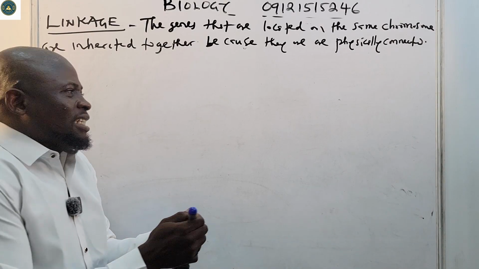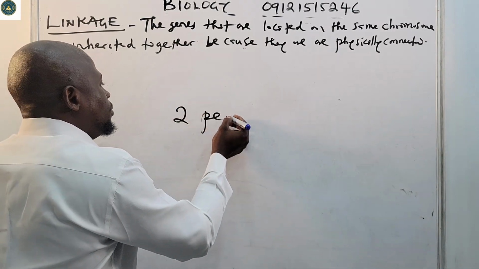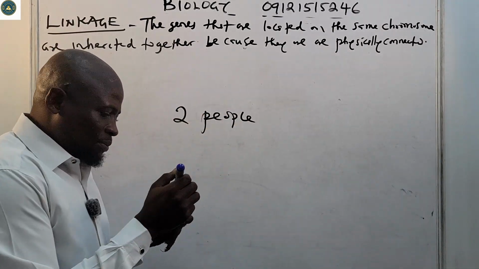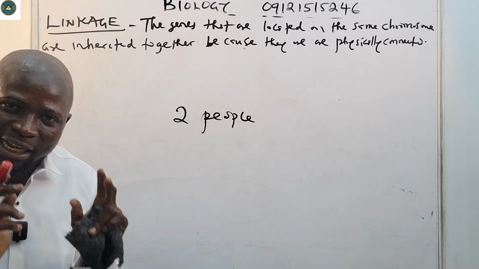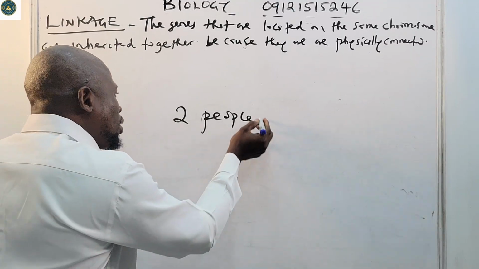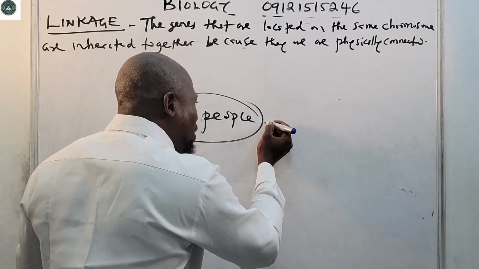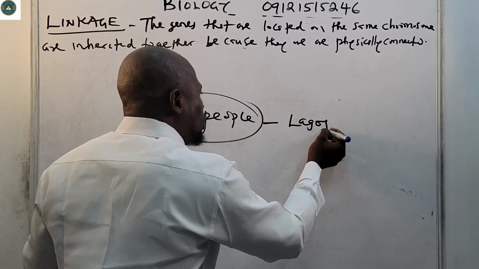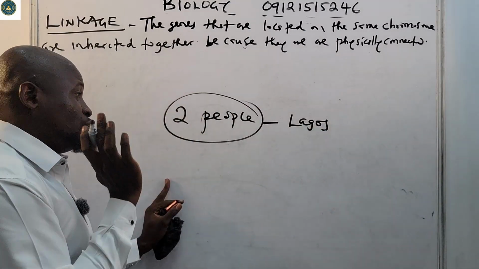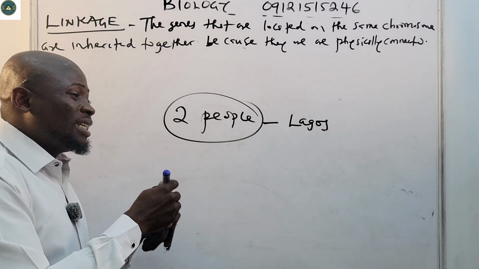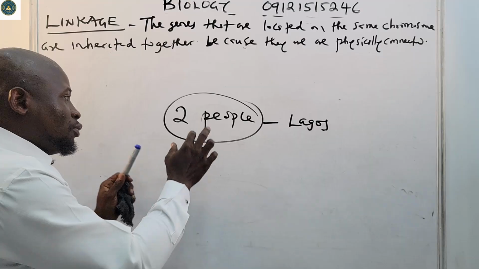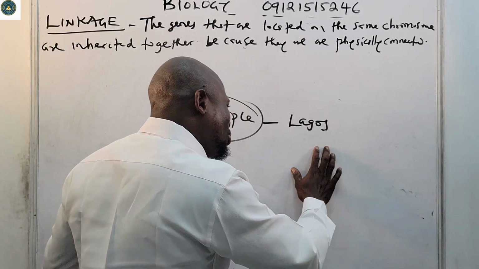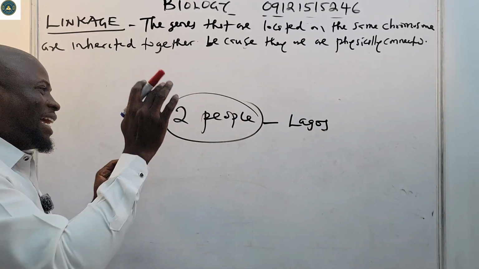Just imagine there are two people on a bus. If the bus is going to Lagos, that is the destination of the bus, so nobody will come down along the road. Will both of you not get to Lagos at the same time? You get to the same destination at the same time.